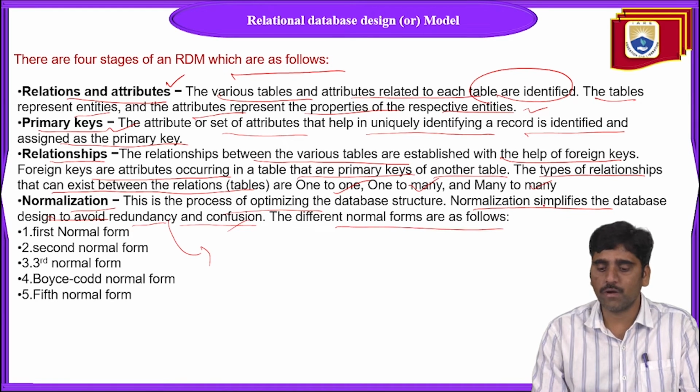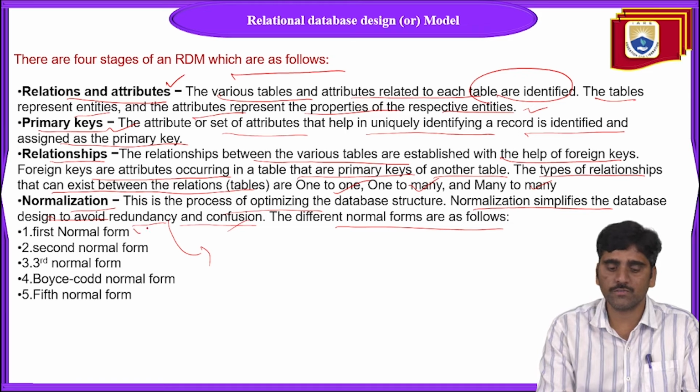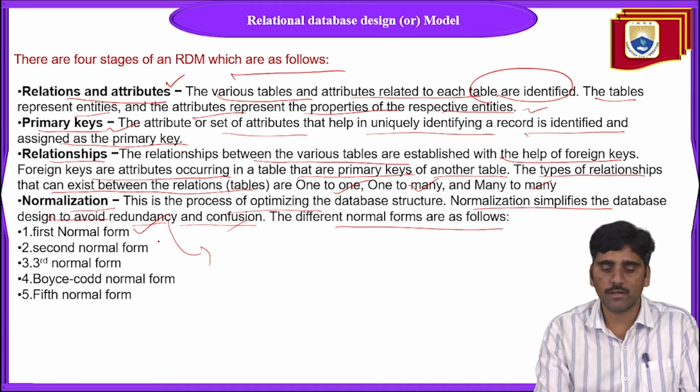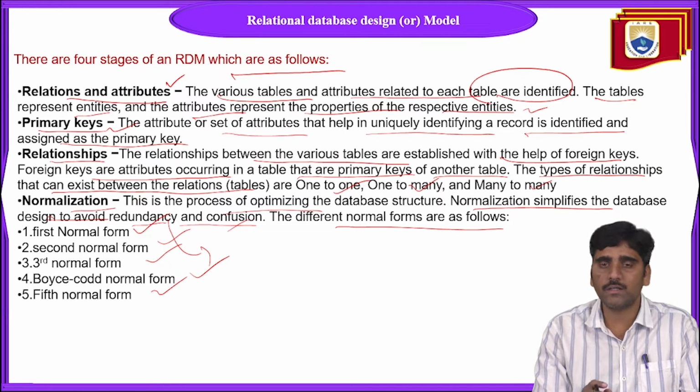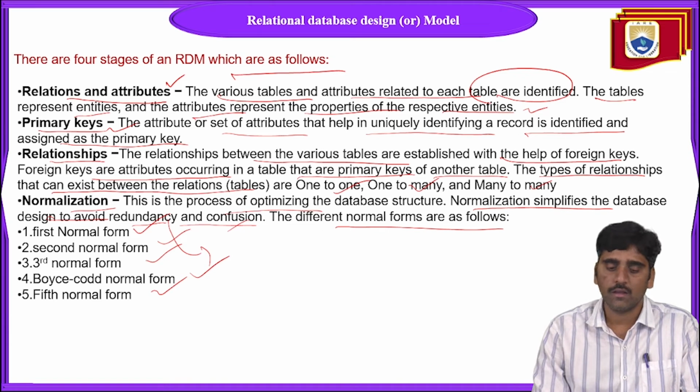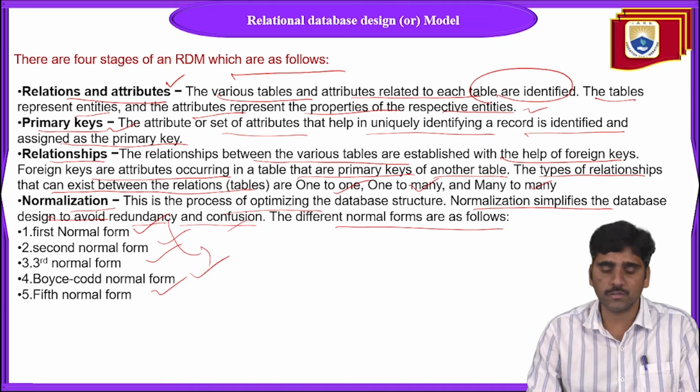The different normal forms are as follows. The first one is first normal form, second normal form, third normal form, fourth, that means BCNF, Boyce-Codd normal form, and the fifth normal form. So these are all the normal forms to eliminate the data duplications and maintain the consistency of the data as per the process of normalization.